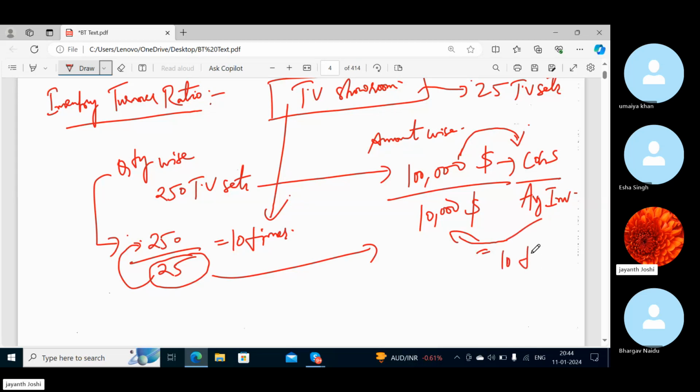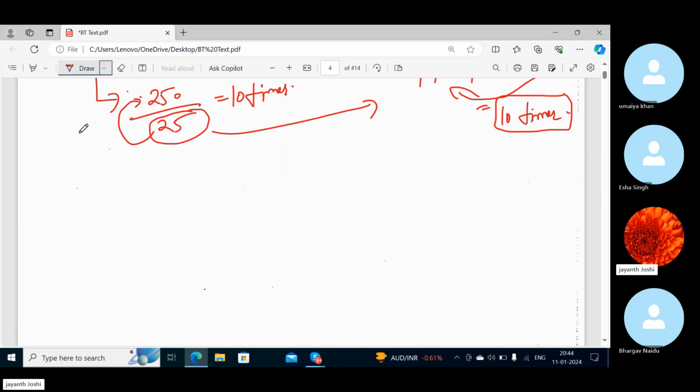Right now, my stock turnover ratio is 10 times, that means I have sold 10 times my capacity. Right now, what is the importance of this 10 times? We will again see here with the help of one more formula, that is formula number 2, stock conversion period.